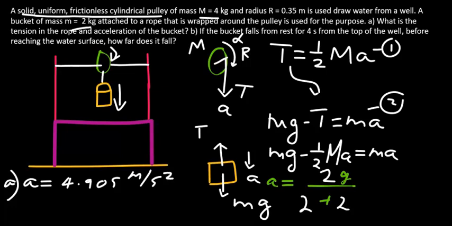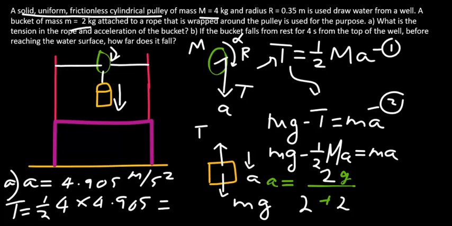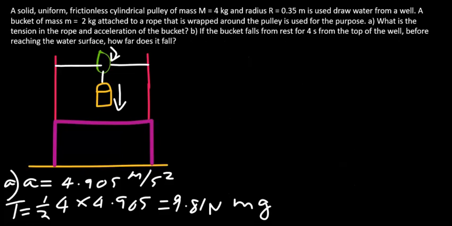Now we can substitute the value of a in equation 1 to get the tension. If you do that, tension is half times capital M, which is 4, times a, which is 4.905, which will be 9.81 newtons. Part B. If the bucket falls from rest for 4 seconds from the top of the well before reaching the water surface, how far does it fall?